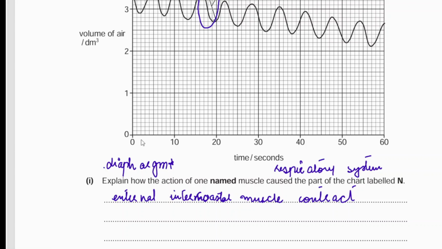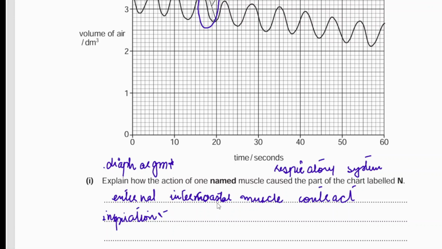Yes, I'm also confused, but they're talking about this one, inspiration. The diaphragm contracts and the external intercostal muscles contract because there is a decrease in volume of air. Okay, inspiration. What happened in inspiration?